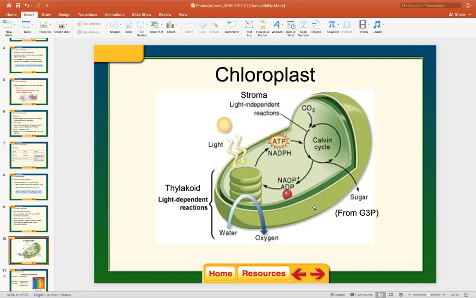So here's an example of the chloroplast. We have the light-independent reaction. It takes place in the stroma, whereas the light-dependent reaction takes place in the thylakoid. So this is the thylakoid here. It is these flattened sacs that are located inside the chloroplast, and the stroma is the fluid that's filled inside the chloroplast. And so we can see that the Calvin cycle takes place in that stroma. The light-dependent reaction takes place within this thylakoid.